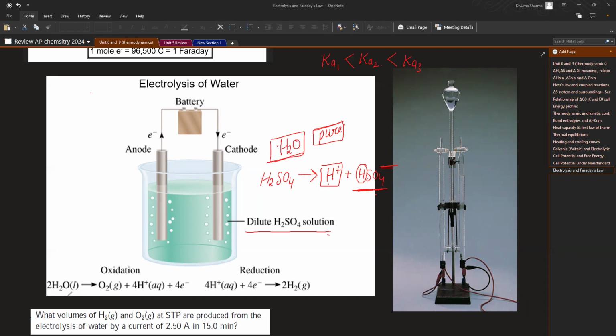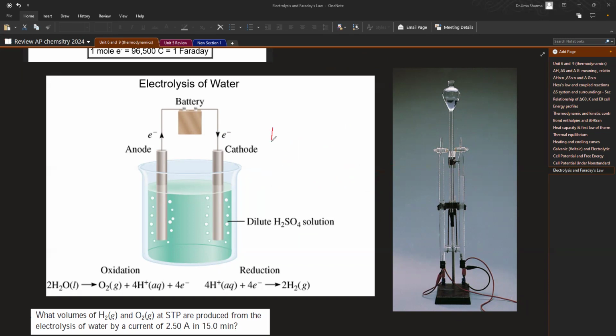Fine. So now we have in the solution H plus, HSO4 minus, and water. These are present here. This is the anode. So what is the charge here? Which terminal is this? What should I place here, plus or minus?